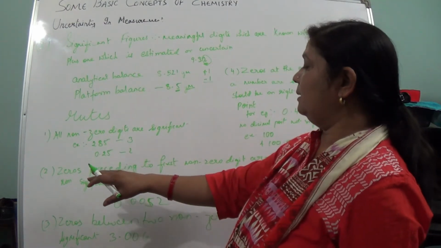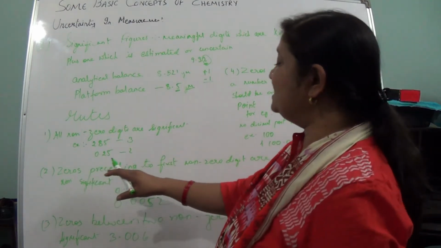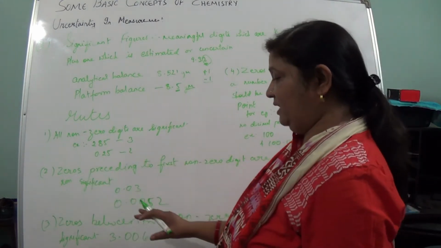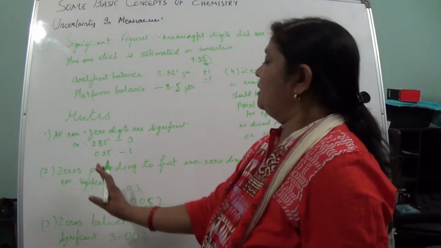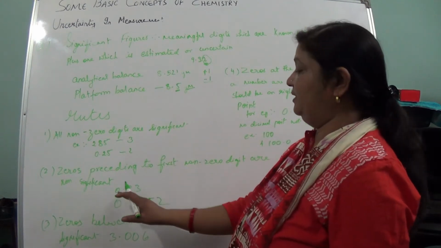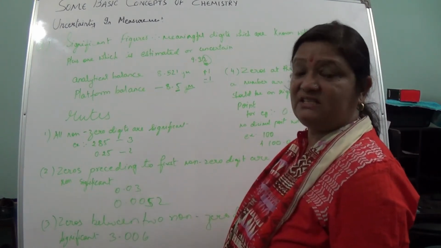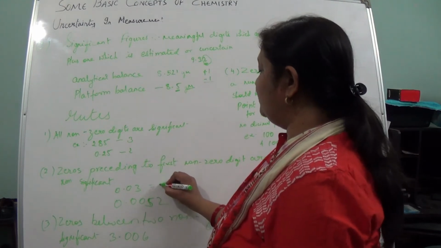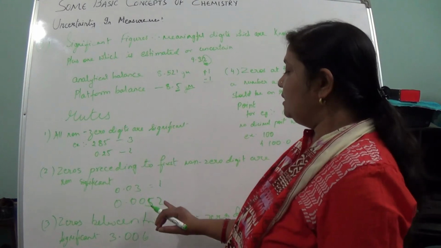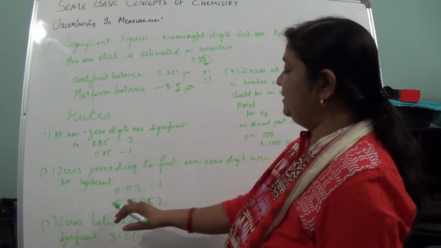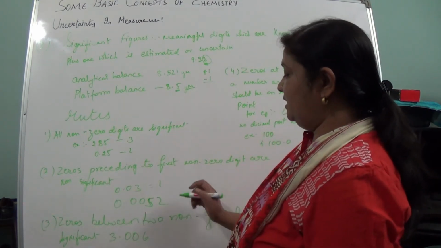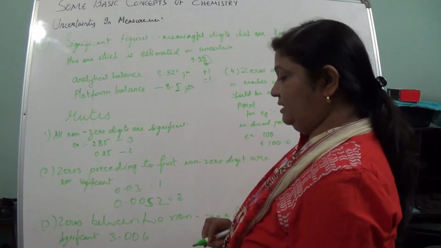Now the second rule: zeros preceding the first non-zero digit are non-significant. It means the zeros coming before the non-zero digits are insignificant. So here these zeros become insignificant. How many significant digits over here? Only 1, because these zeros become insignificant. We will not count these zeros because they are non-significant, so the total digits are only 2.